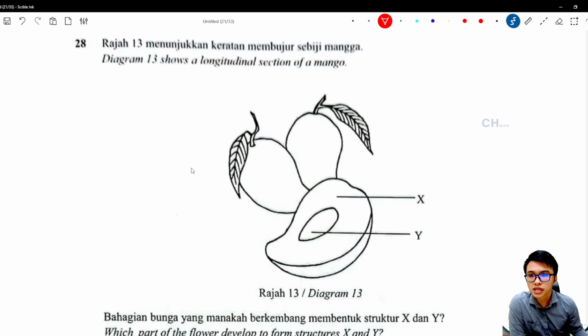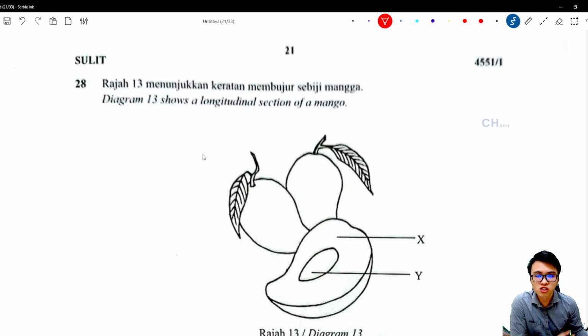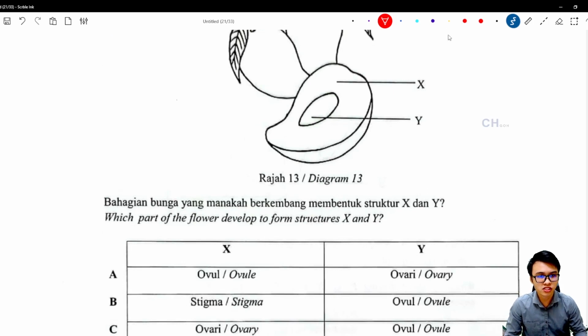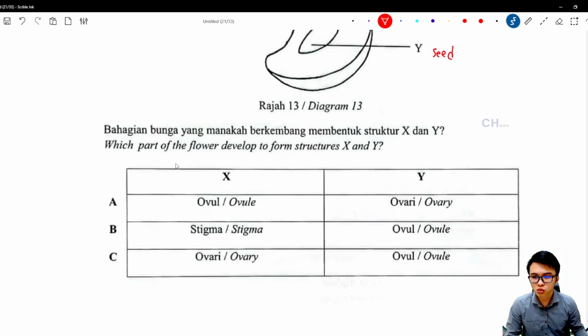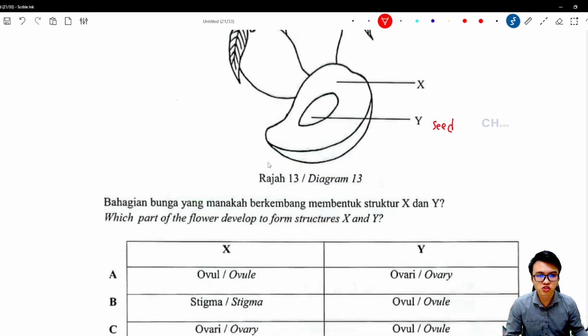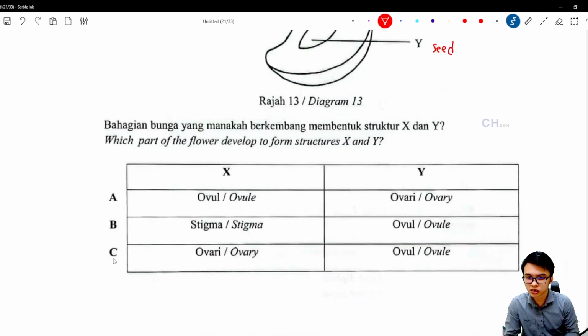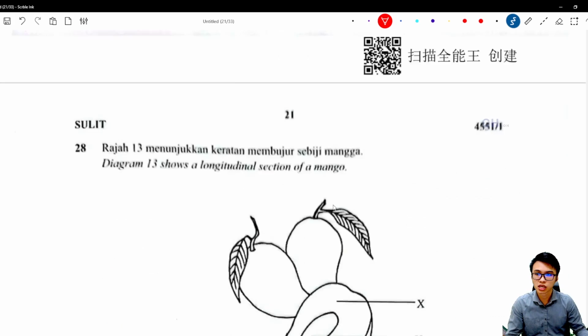Okay, 28. Diagram 13 shows a longitudinal section of a mango. So this is the flesh. Y will be the seed. Which part of the flower developed to form the structure S and Y? This one is easy. The flesh will be the ovary, then the seed will be the ovule. So the answer here should be C for question 28.